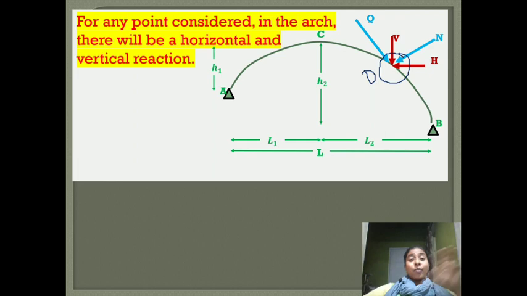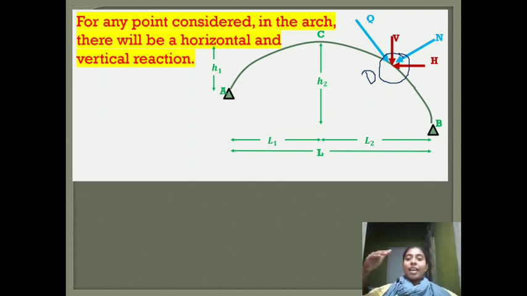Okay, so anywhere between the supports in an arch, anywhere in the arch, you will have a vertical shear and a horizontal shear. And this vertical shear, see, I told you it is a shear. So shear means it is a summation of all the forces either to the left or to the right of the section. So when you are taking the vertical shear, it is a summation of all the forces either to the right or to the left of D.